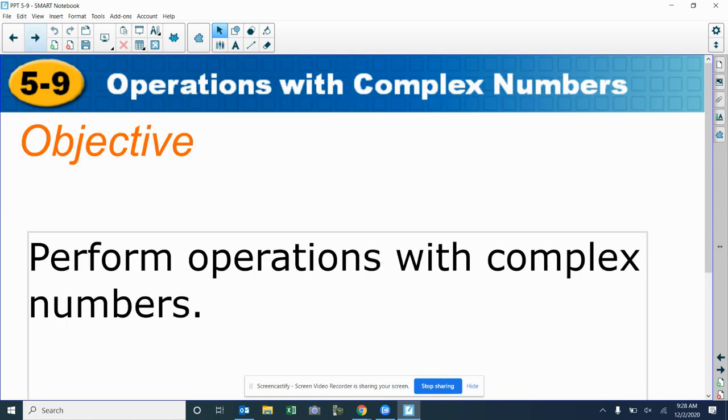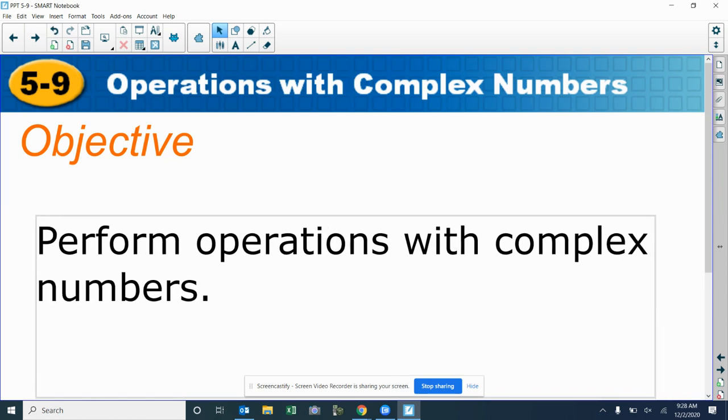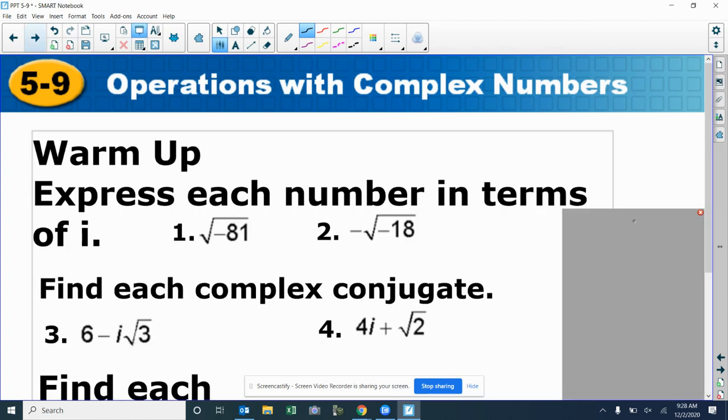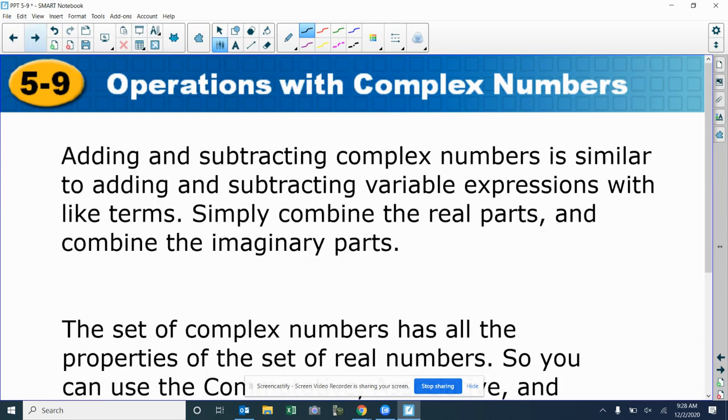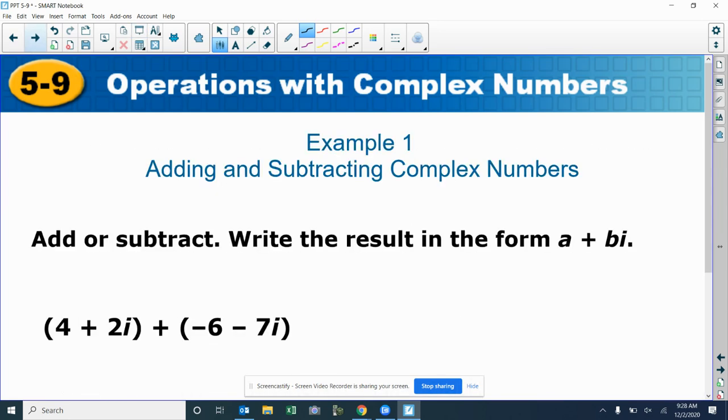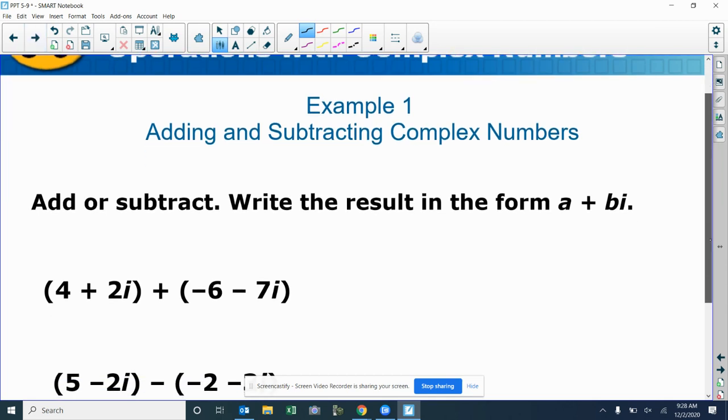All right. We're gonna do operations. So when it says perform operations, what does that mean? Well, that means add, subtract, multiply, and divide, okay? So we'll be adding and subtracting. Let's start there with complex numbers. It's really quite simple, and I think you'll feel comfortable about it. We're gonna skip some of those warm-up problems today. And here's our first problem today, example number 1.